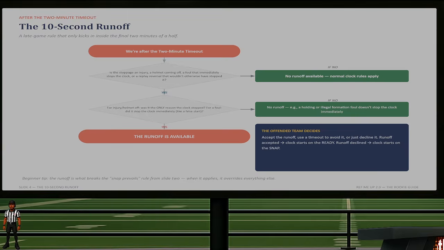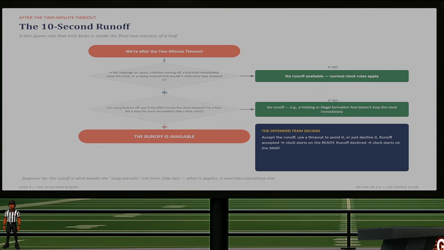If yes, second question: for injury or helmet off, was it the only reason the clock stopped? For a foul, did it stop the clock immediately, like a false start? If no to either, there's no runoff. For example, a holding or illegal formation foul doesn't stop the clock immediately, so no runoff applies there. If yes, the runoff is available. Here's what happens next. The offended team decides. They can accept the runoff, use a timeout to avoid it, or just decline it.